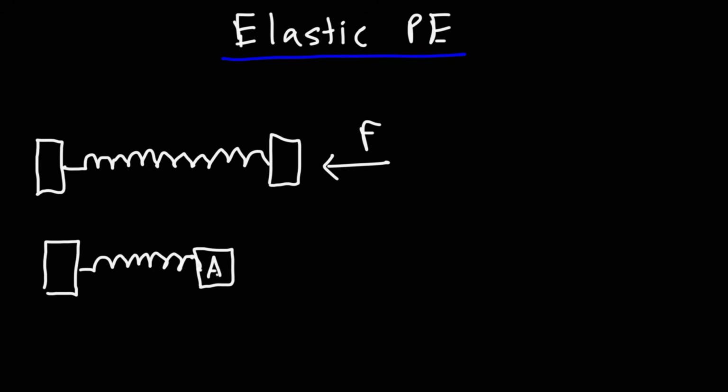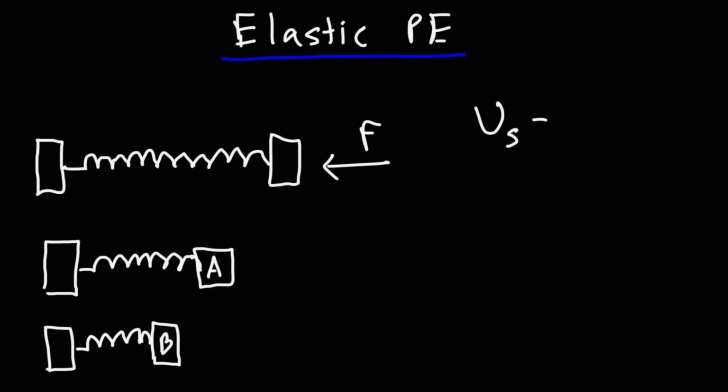Let's call this situation A and situation B. Which one has more stored elastic potential energy, situation A or B? The more we compress the spring, the greater the amount of stored energy in that spring will be. So the answer is situation B.